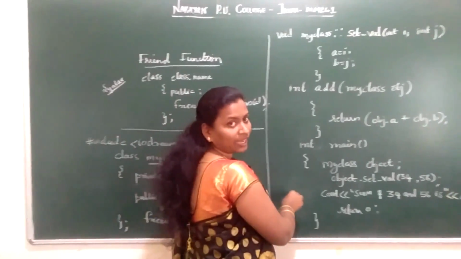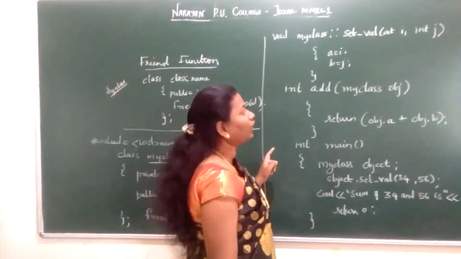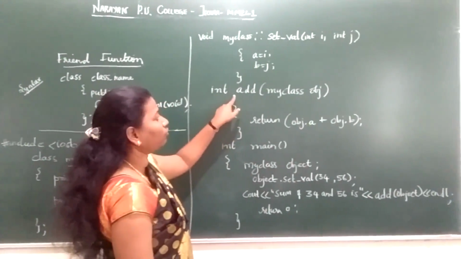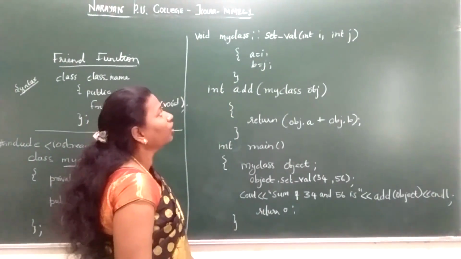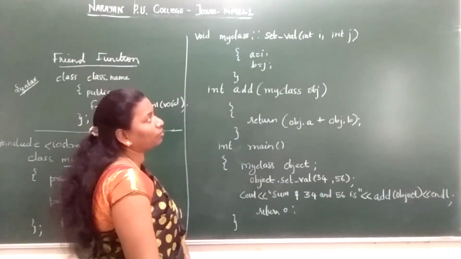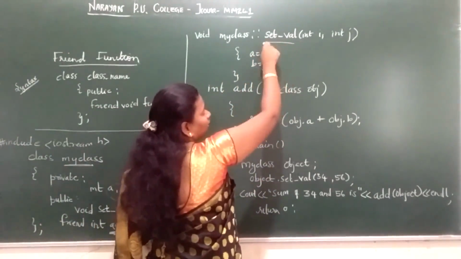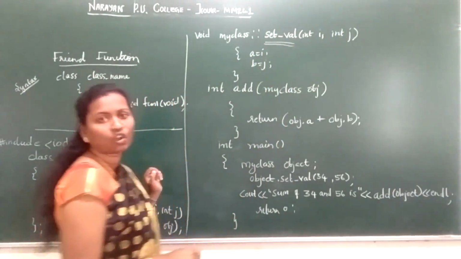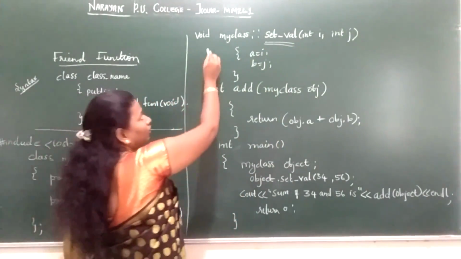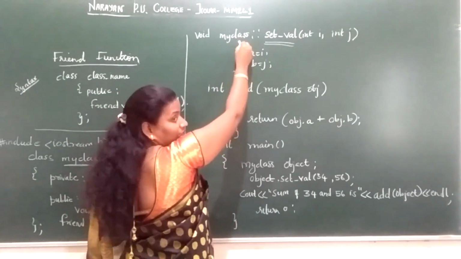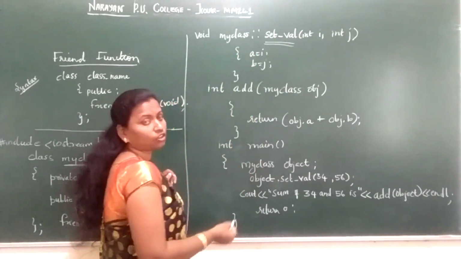Now we'll see while defining the setval and add. When we want to define add and setval, when we give the definition for these two functions, see how I am going to define. When I am defining setval, it is a member function of the class called my class. In this case, what I have to do, I have to tell the return type, I have to tell the class name, I am using scope resolution operator.